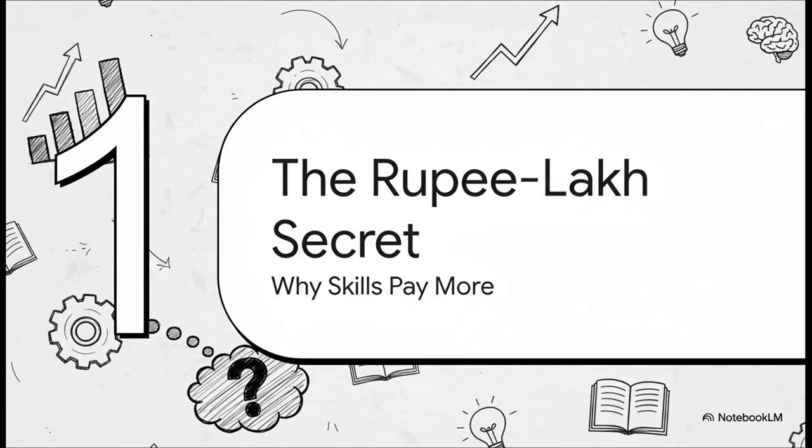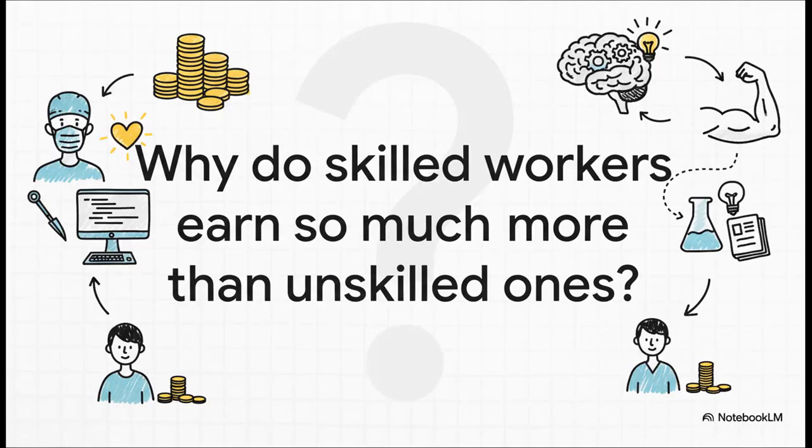To really understand what this chapter is all about, let's start with a really big rupee lakh question, something you've probably wondered about when you're scrolling through YouTube or Instagram. No, seriously, just think about it for a second. Why does a top doctor or a brilliant engineer earn lakhs and lakhs of rupees, while someone who is unskilled might earn so much less, even if they both work very, very hard? What's the secret? What's that magic ingredient?